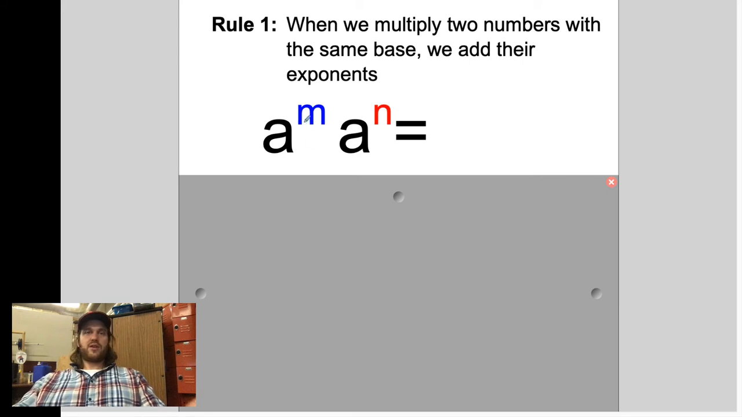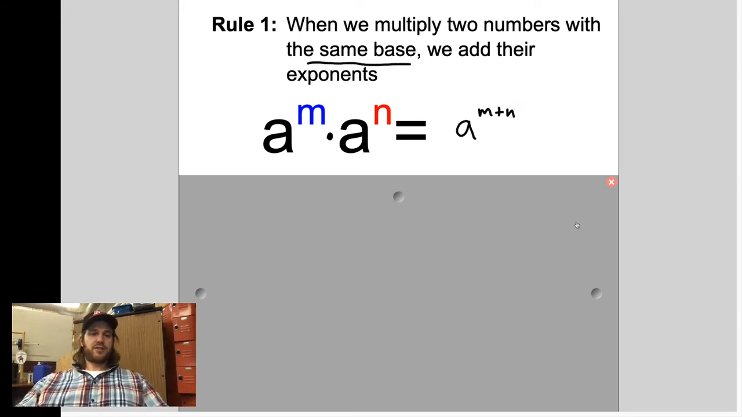Rule 1 is that when you have two numbers with the same base being multiplied, like a to the m times a to the n, they have to have the same base, by the way, we are allowed to add their exponents. You're allowed to do m plus n.